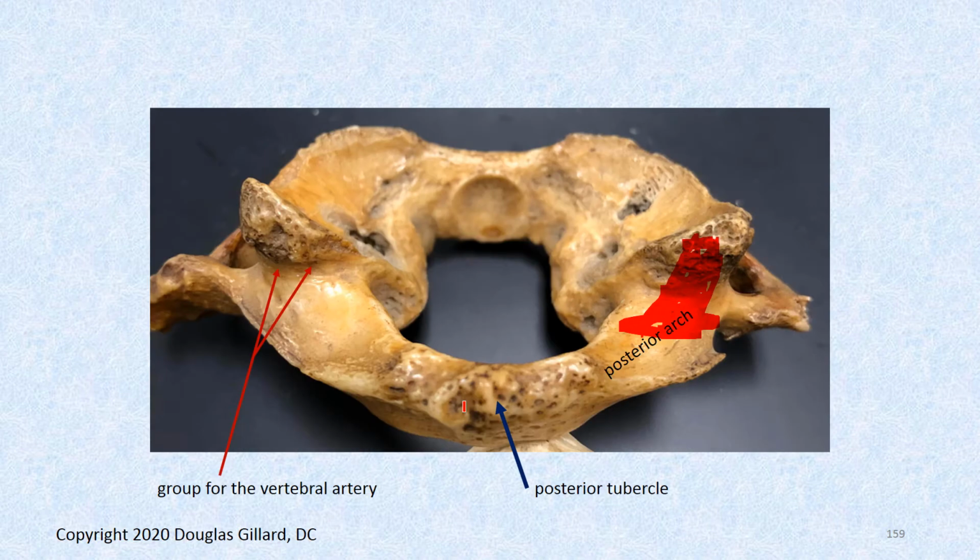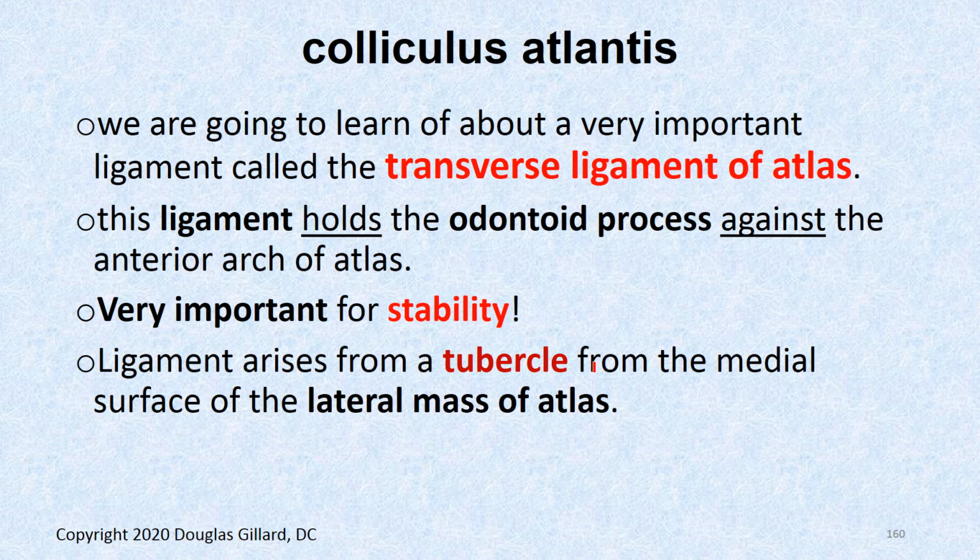Okay, colliculus atlantis, can we see it here? It's not very good, I've got a better picture. So this important transverse ligament of atlas runs between the colliculus atlantis. There's one of these on each lateral mass, and they hold the odontoid process in place. They're very important. Actually, make a note about this slide. Where does it run? I didn't say where it runs. It runs between the lateral masses, so I'm going to add that to the notes. Okay, super important for stability. Oh, there it is. It arises from a tubercle on the medial surface of the lateral mass. So don't forget that.